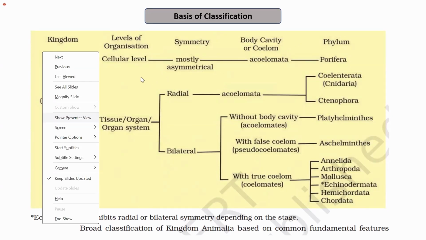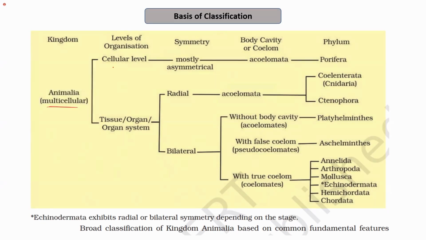On the basis of level of organization, we have the cellular level of organization and the tissue, organ, or organ system level of organization. We have already learned about the poriferans that have the cellular level of organization. Now we are heading towards the organisms that have tissue, organ, or organ system level of organization.